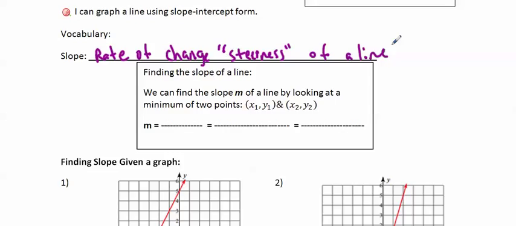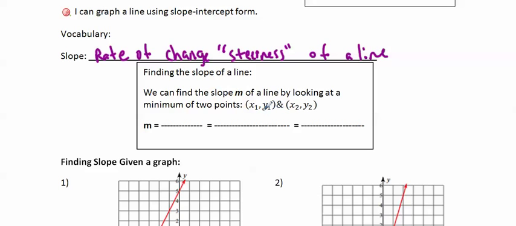Okay, so we can find the slope of the line, m, by looking at a minimum of 2 points. Now some special things here. M will always represent slope in equations, functions, or formulas. So whenever you see an m, know that it represents the rate of change of the line, or the slope. Okay. The points are represented by x1, y1, and x2, y2.